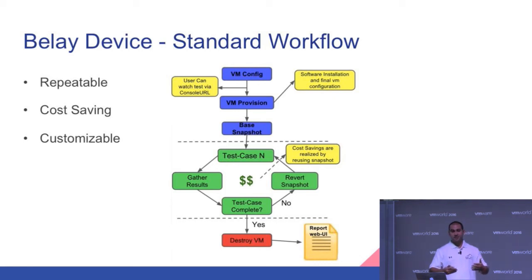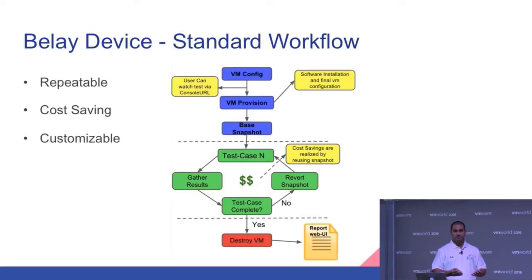Then we take a snapshot, right? And this is where the cost savings comes in, because then you're going to run your test over and over again. And after each individual test case, we revert back to that base snapshot. Again, we're 24/7, so you can run as many test cases as you want. You can run as many VMs as you want. If you want to test Windows 7, if you want to test Windows 10, it doesn't matter. We'll follow the same workflow. Once we're done with all the test cases, we can destroy the VM.